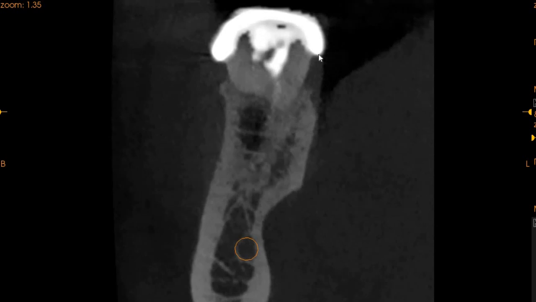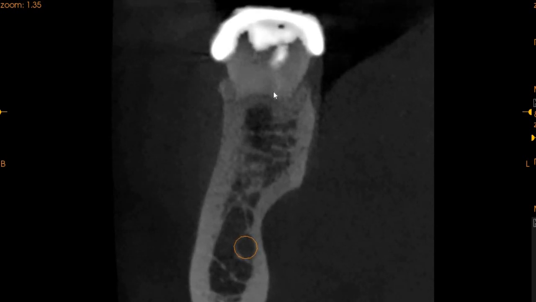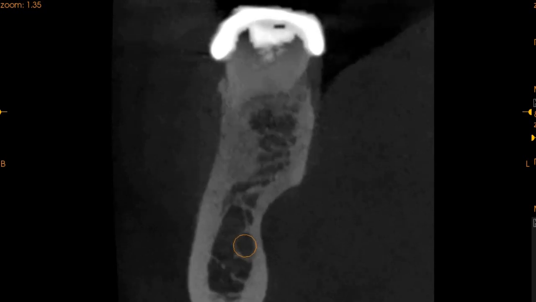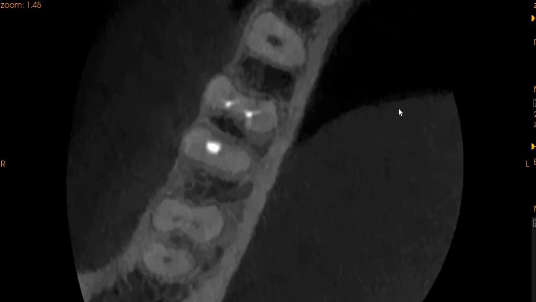However, in the interradicular area, there is a slight hypodense area seen here, a little bit of a hypodense area in the interradicular region, but we cannot certainly say if there are any problems in this section.